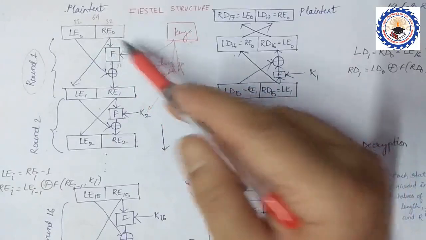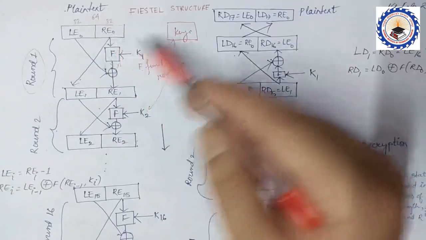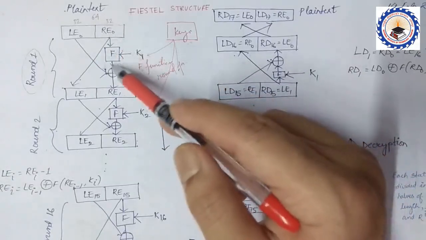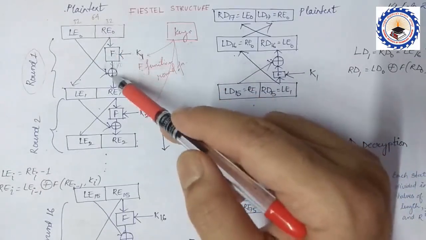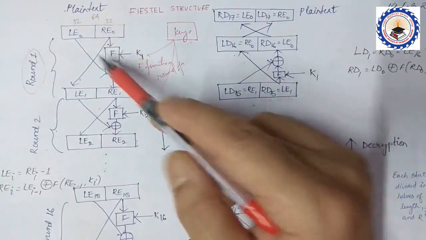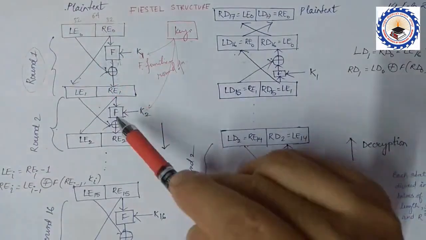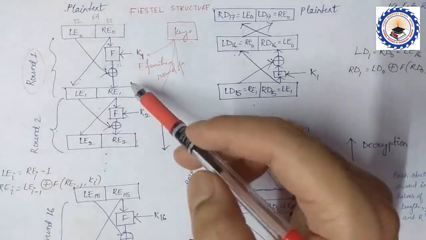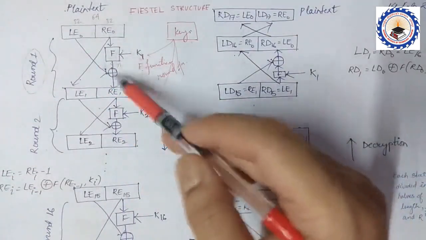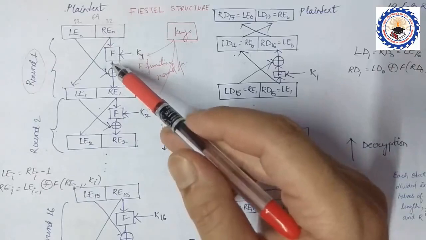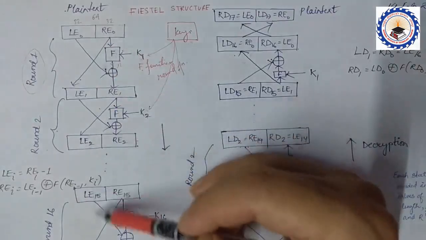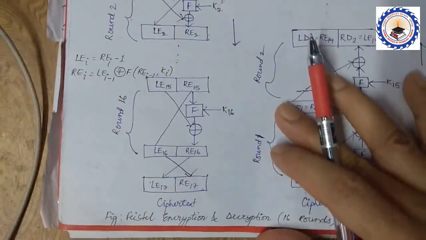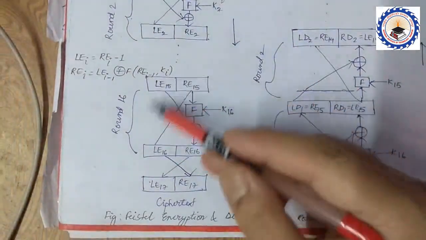Otherwise, if the sizes of K1 and RE0 are different, then we cannot perform the operations. Again, if the output of the round function has a different number of bits from the left-hand side, then we also cannot perform the XOR operation. So we must check that they have the same number of bits. You must follow this in every round, at the 15th round and also at the 16th round.